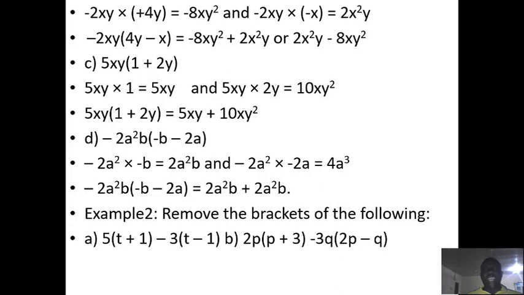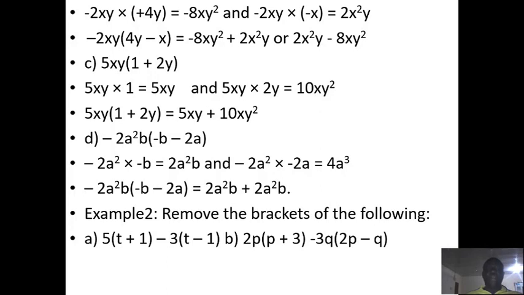But for us to make the expression more beautiful, the positive value can be switched with the negative value. That is why I said it can be expressed as 2x squared y minus 8xy squared. So if you look at C, you look at D, it is the same thing applied.